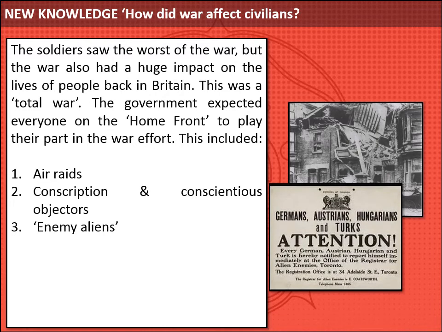And this is a poster. Now this is for Canada, but there would have been similar ones to this in Britain as well. And it says, every German, Austrian, Hungarian and Turk is hereby notified to report himself immediately at the House of Registrar for Alien Enemies, Toronto. Okay. You're also going to look at the restrictions that were placed on the British population through DORA, which we mentioned, remember, stands for the Defence of the Realm Act.